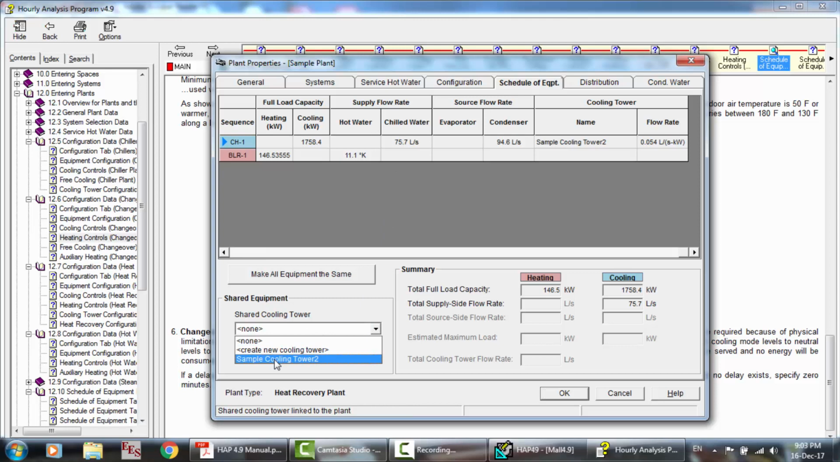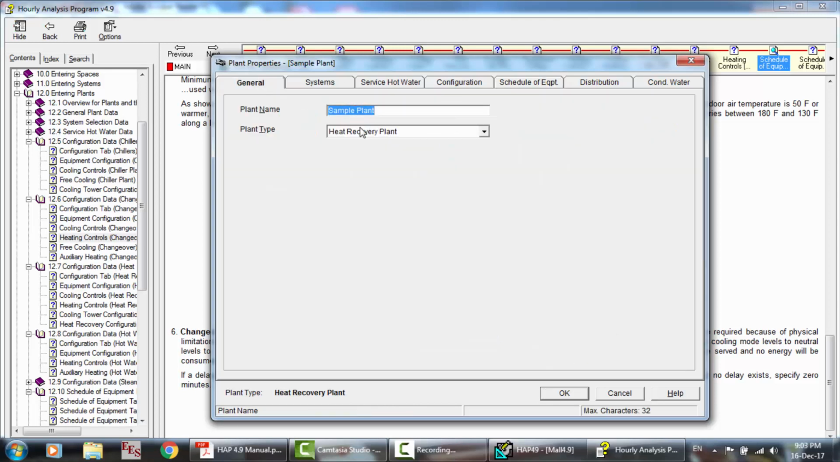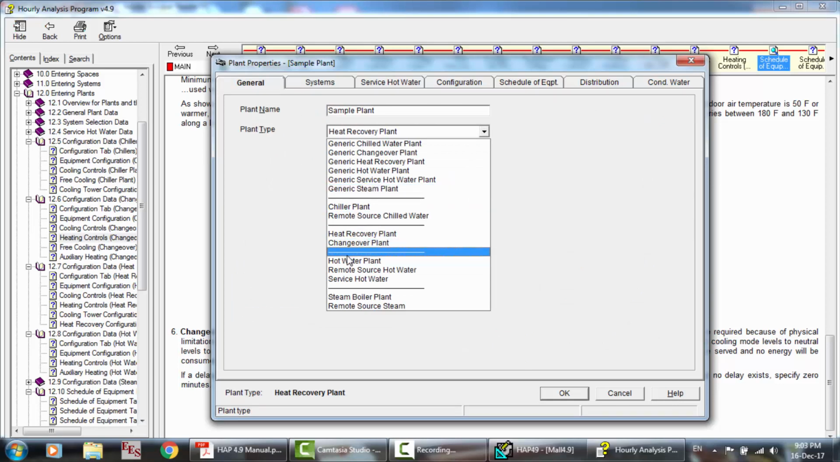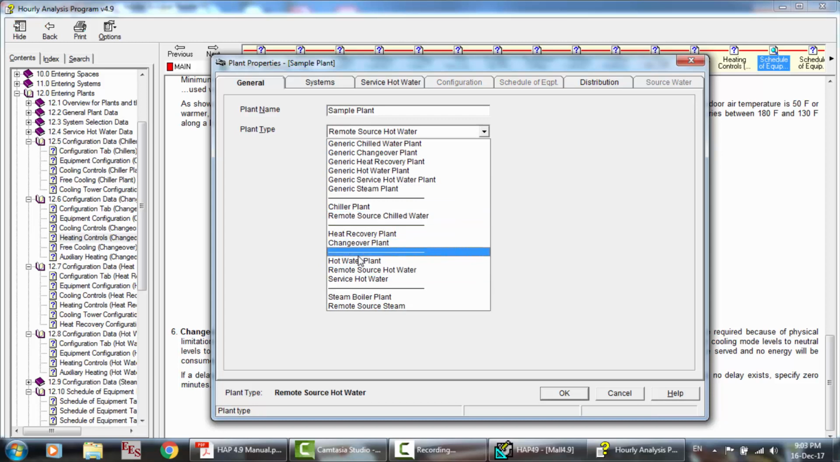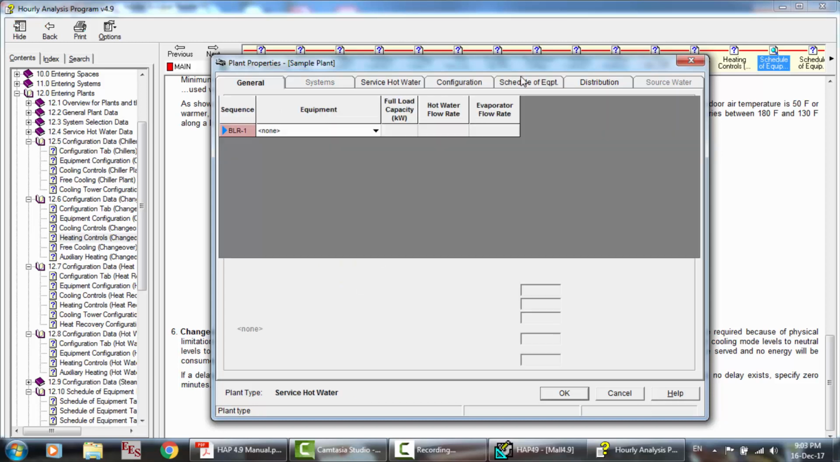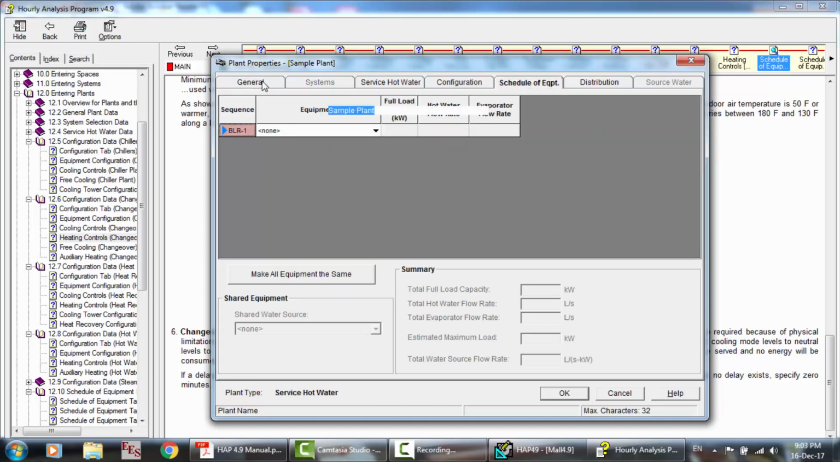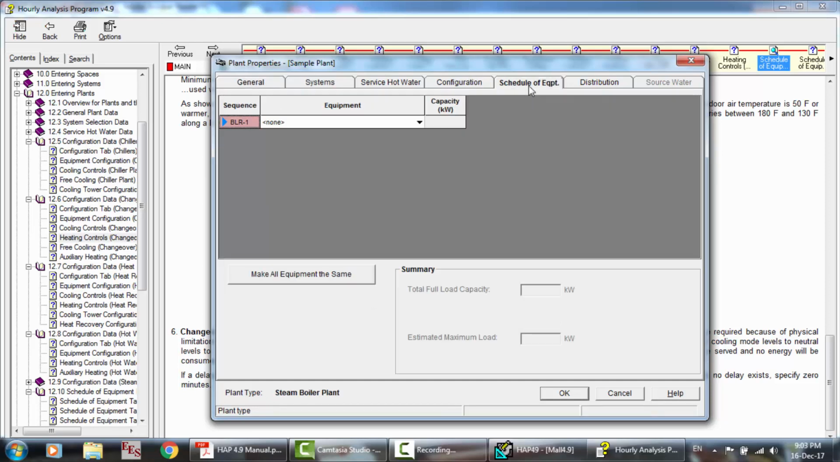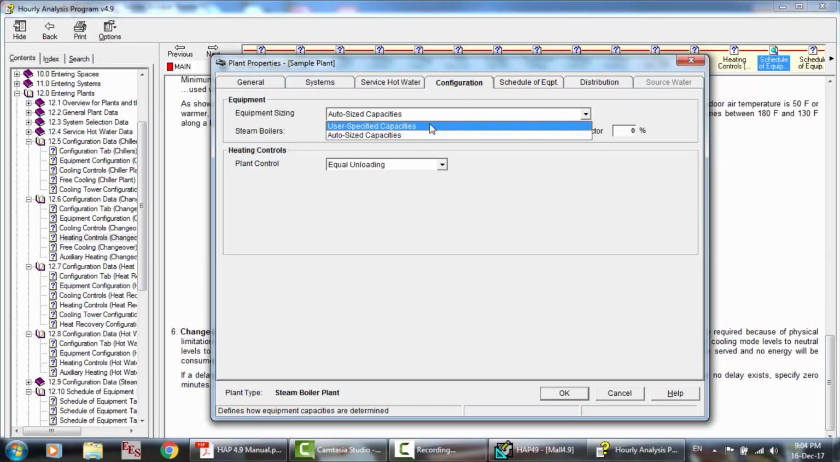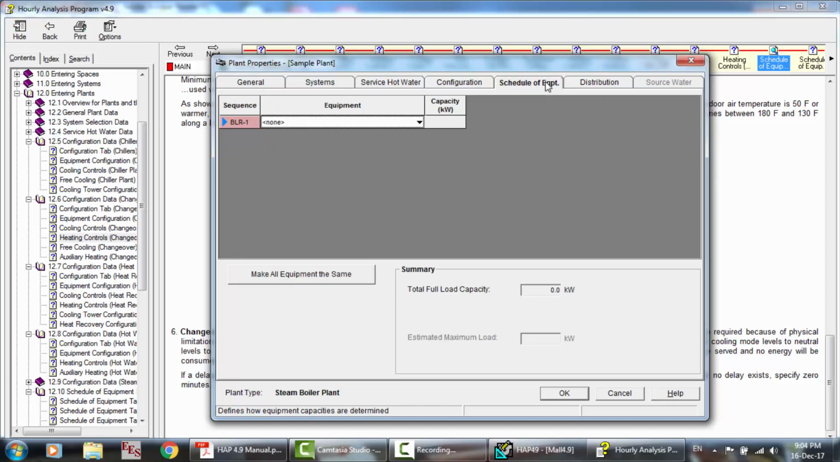Change over the hot water plant. Okay, no problem. And remote source, service hot water, schedule. Okay, you can make a schedule, service hot water, and steam boiler. Now we know what's going on, I think. And the remote source steam.